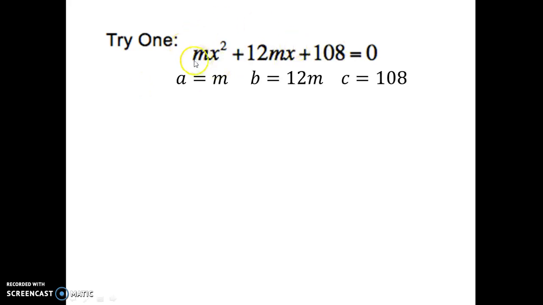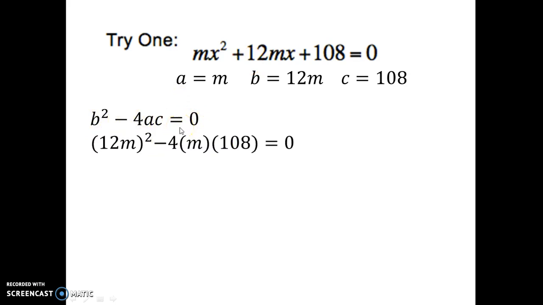All right, here we have the a value is m, the b value is 12m, the c value is 108. Applying the discriminant, again, we were told that this must have one solution. So to get one solution, we set up the discriminant equal to 0, because that's when we have one solution. Plug in the values: b squared minus 4ac.